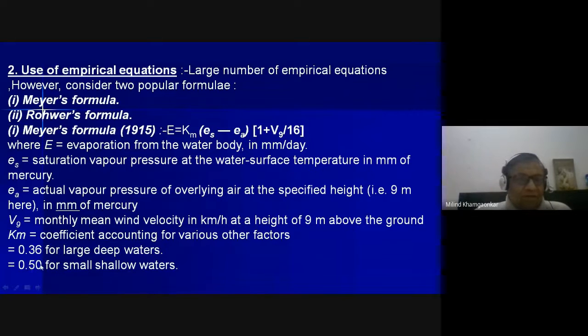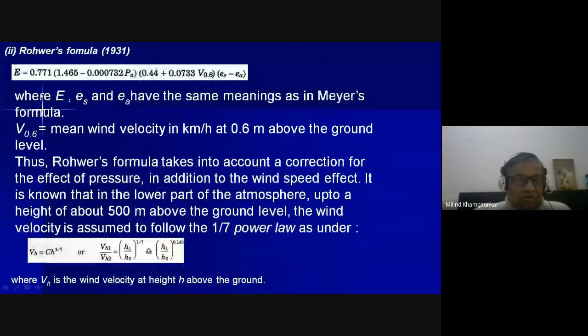In the same way, there is another formula called Rower's formula, wherein PA, ES, EA have the same meanings as in Mayer's formula. The formula you can see on your screen, it is there in the notes also. Only the new value here is V6, again mean wind velocity in kilometers per hour at 0.6 meters above the ground.